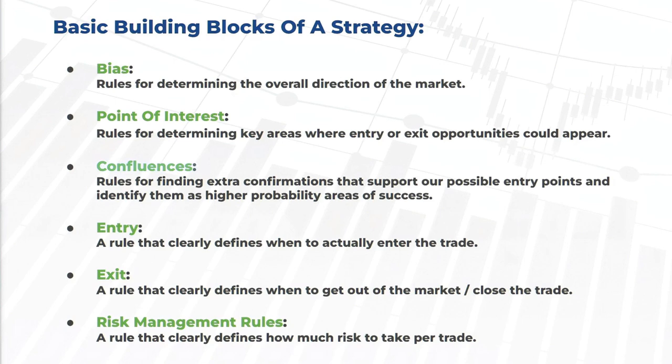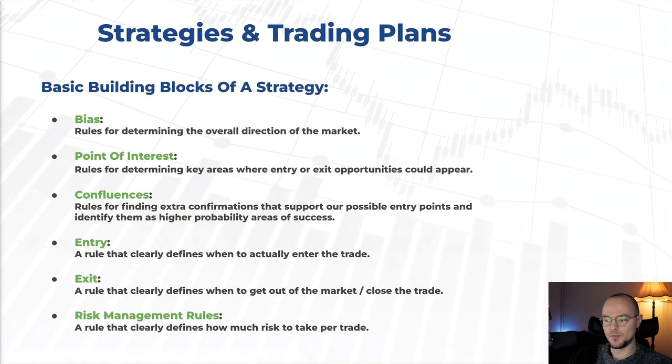Next, moving on, we have confluences. These are rules for finding extra confirmations that support our possible entry points and identify them as higher probability areas of success. Now, these are basically extra points of interest that line up with your main point of interest. This can be through the use of indicators or candlestick patterns like we went over in earlier modules, or just any other price action related confirmations that support your point of interest.